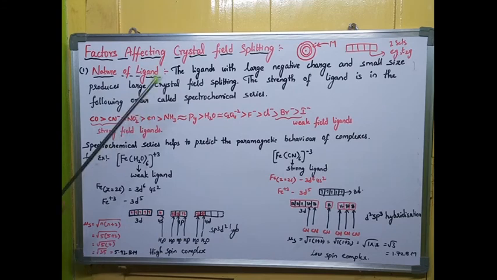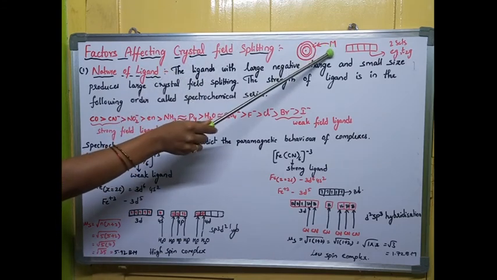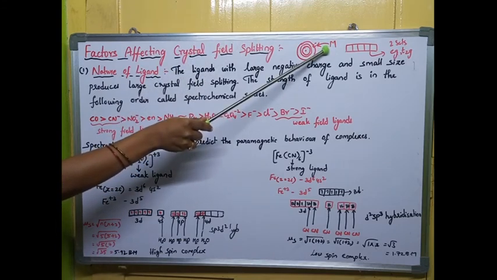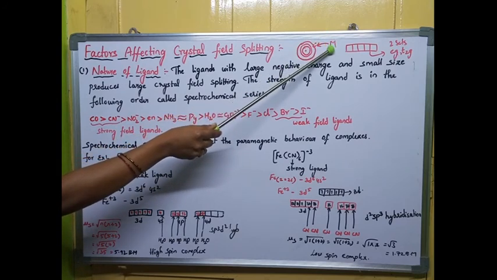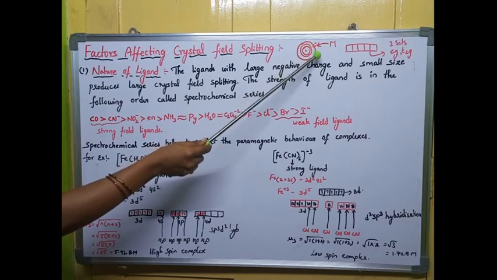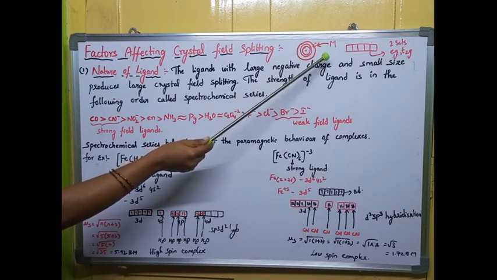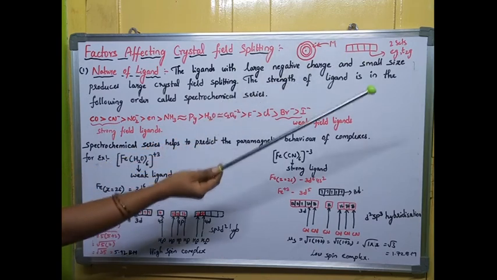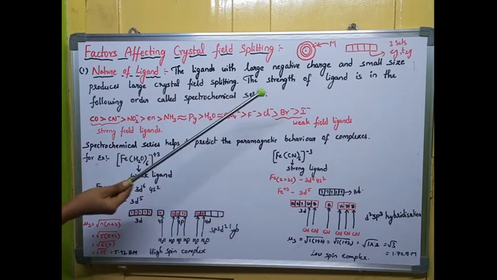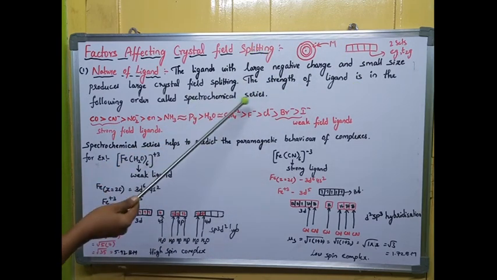Why? Because the one with more negative charge will have more electron density on it. This electron density and the electron density in the valence shell experience more repulsion. Because of this repulsion, the splitting will become more. The strength of the ligand is given through the spectrochemical series.